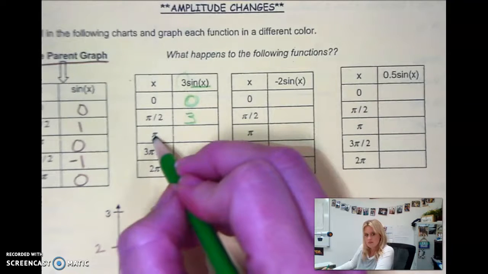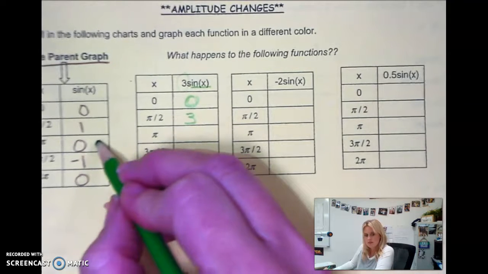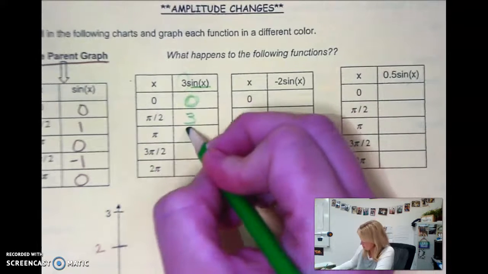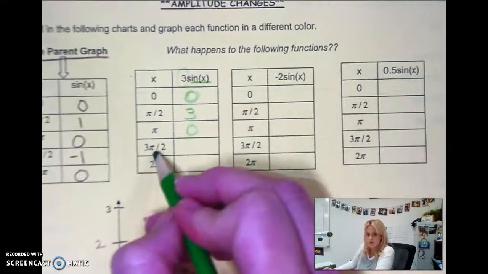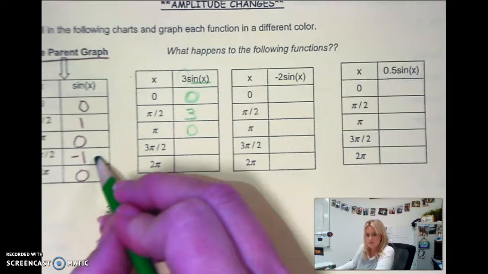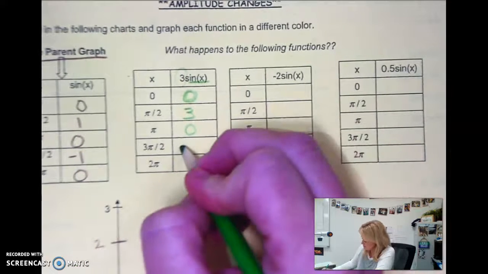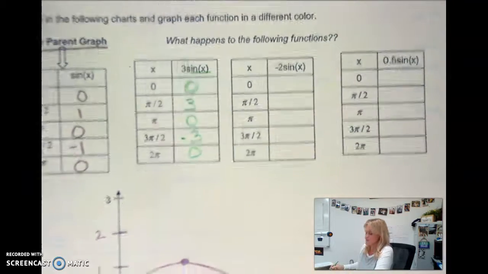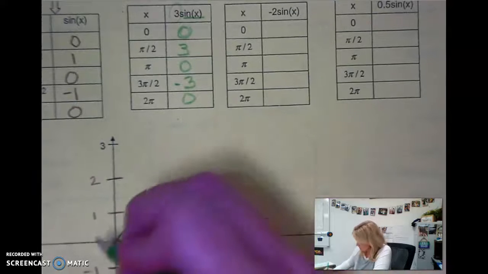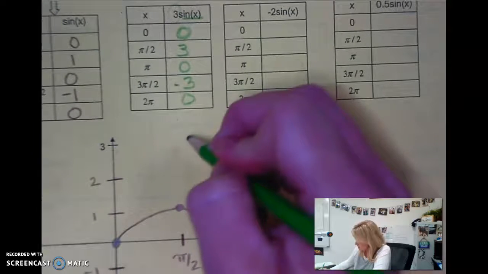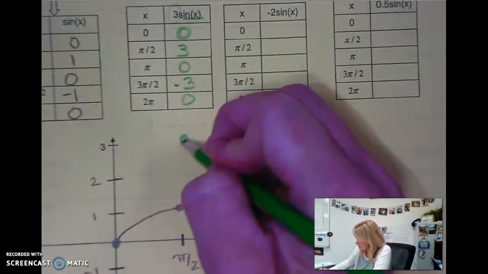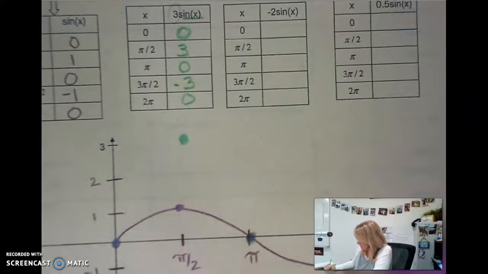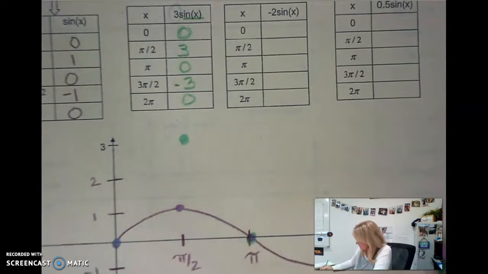What is the value of sine at pi? It's 0. And 0 times 3 is 0. What is the value at 3 pi over 2? It's -1 times 3 is -3, and we're back to 0 again. So now when I go to graph my green graph, I still have 0, 0, but this time it goes as high as 3 and as low as -3.